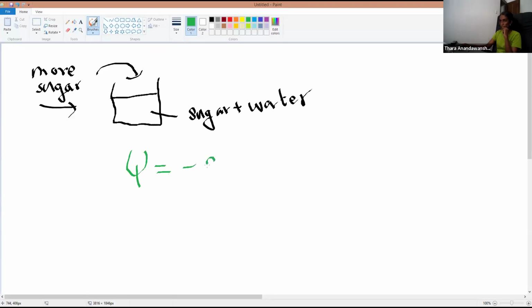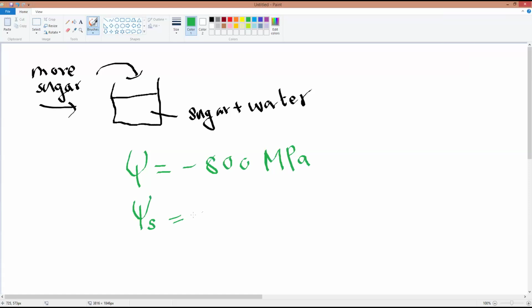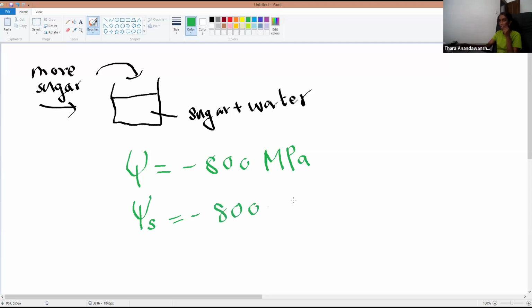I will say that it is 800. I didn't write the unit previously. I say they're just megapascal, let's say. Just these are rough numbers, right? I don't know whether this is 800 or what. Right, then what will happen to the psi S here? It also decreases. Yeah, it will become more negative, so that now 350 to 800 megapascal.